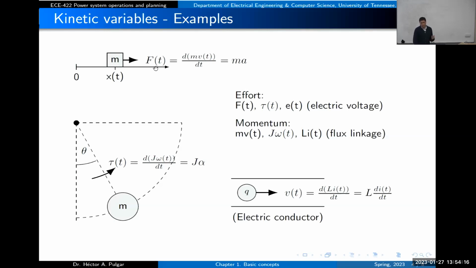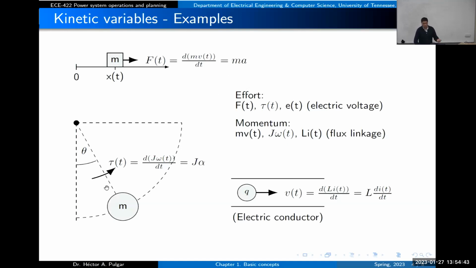So as we know, there is a relationship between the variables. The effort is going to be equal to the derivative in time of the momentum, right? Does it make sense? So the derivative of this with respect to time, as the mass is constant, is mass times the derivative of the speed, which is acceleration. And this is Newton's law: effort equal to the derivative of the momentum.